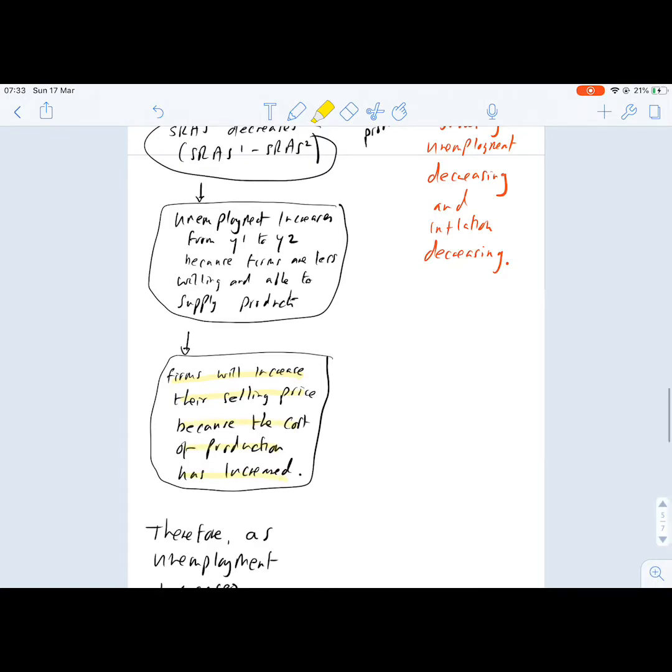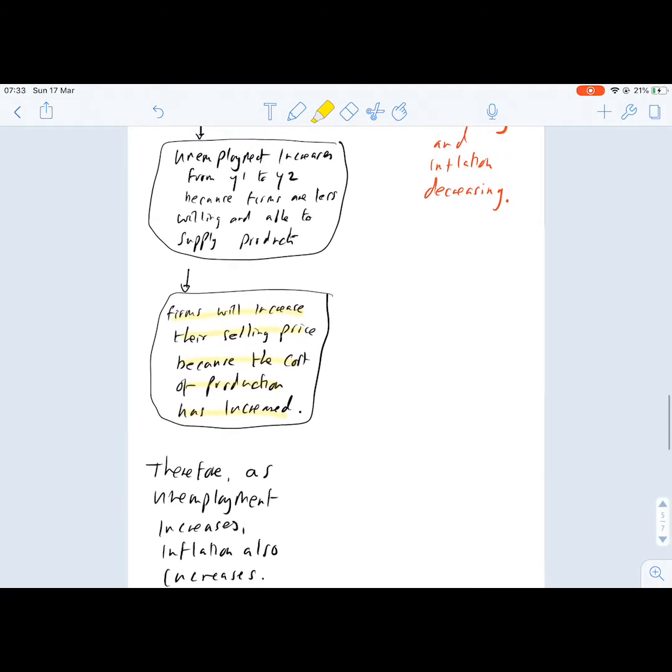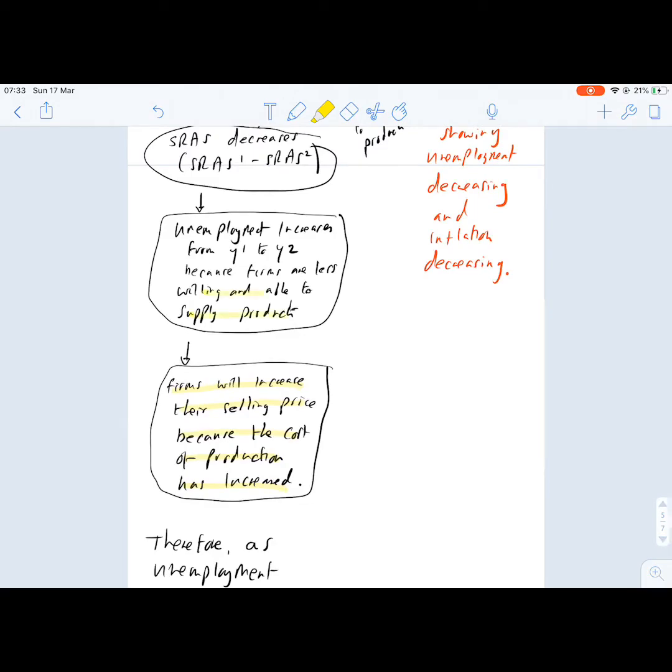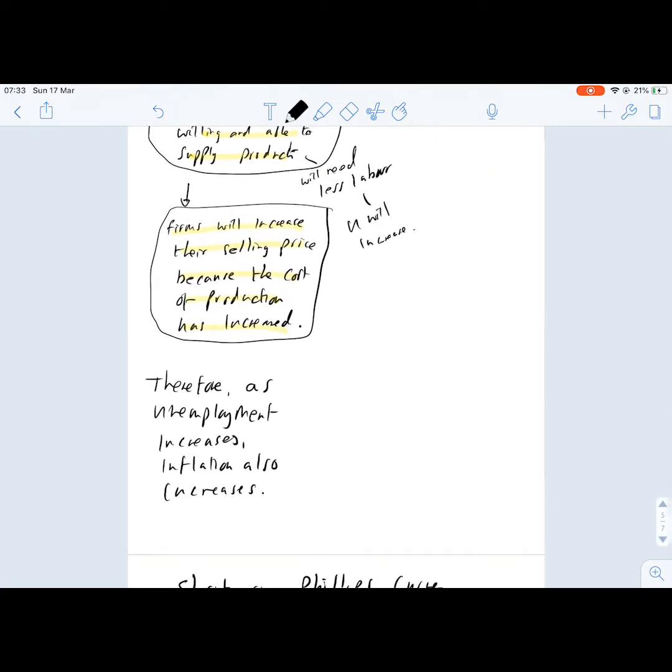But also because firms are less willing and able to supply products, they won't need as many people, so they will demand less labour, and as a result unemployment will increase. So therefore, when it comes to cost push inflation, as unemployment increases, inflation also increases.